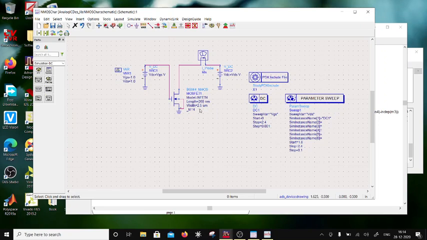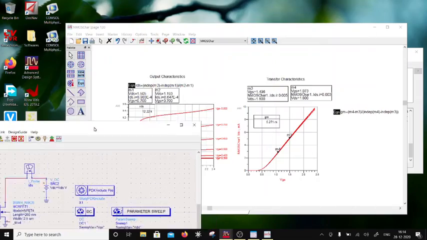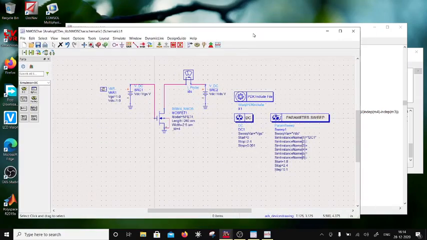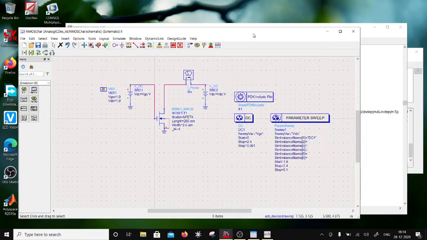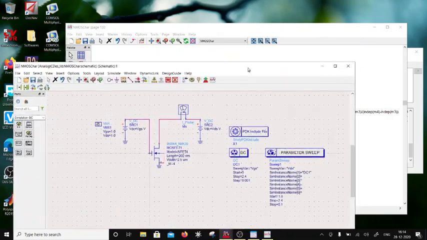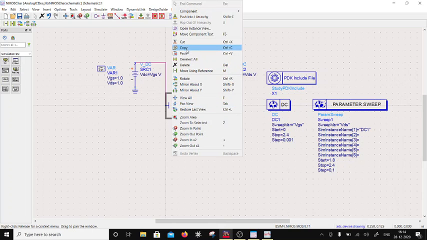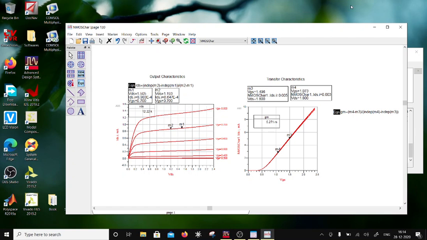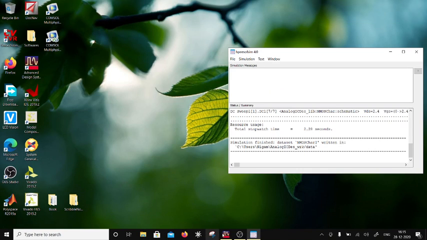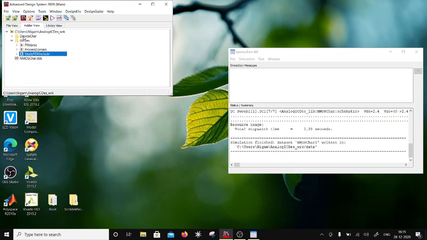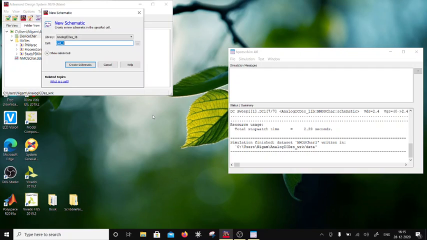Same size device. So in this case I am going to leave it this way. Okay, that's okay. So this is for a device which is 260 nanometer, right? I'm going to take the same device. I can just do a Control C or copy, and I can make a new schematic, and I will call this PMOS characteristics.